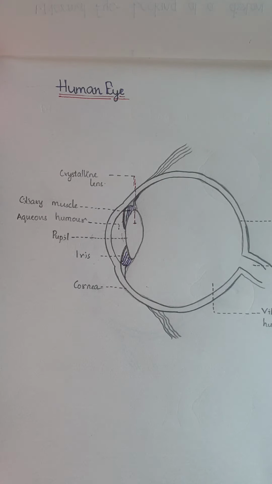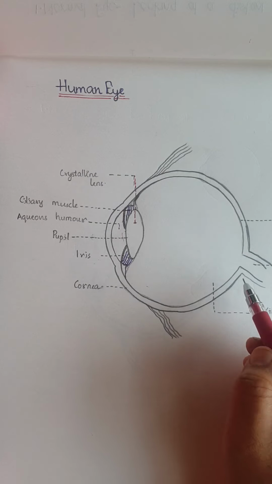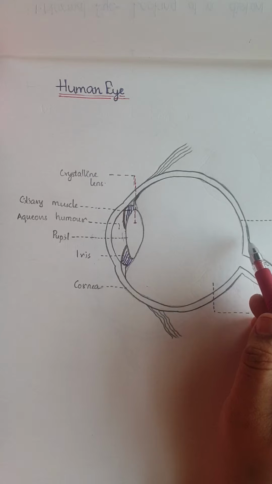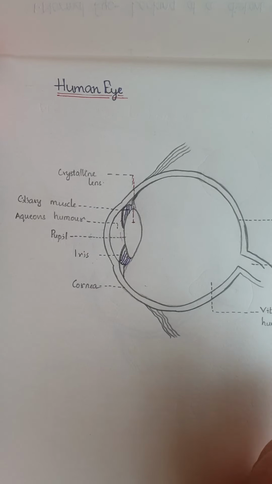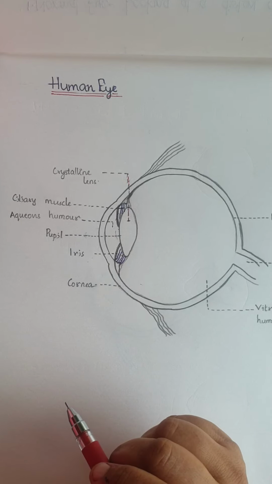Okay, children? Then what is the optic nerve, children? Optic nerves are the nerves which take the image to the brain in the form of electric signals. Okay, children? Then let me summarize it, children.